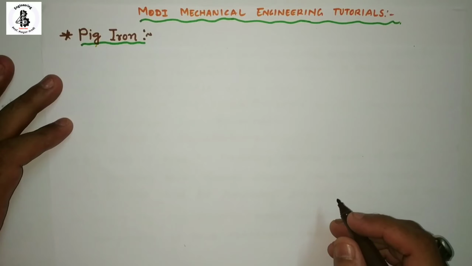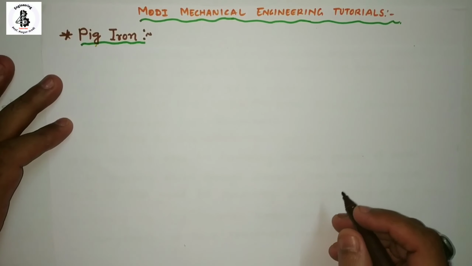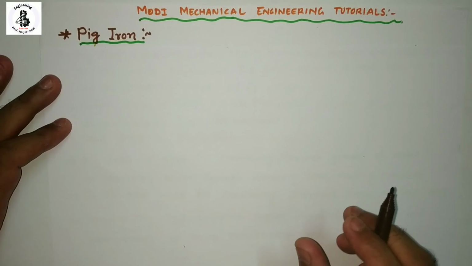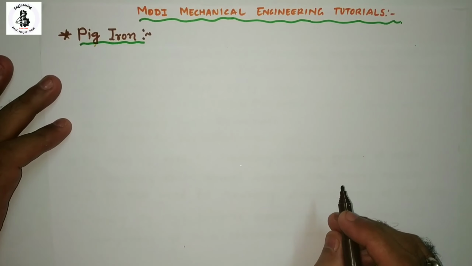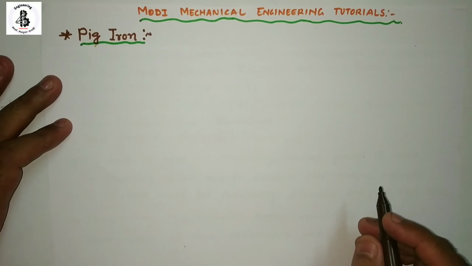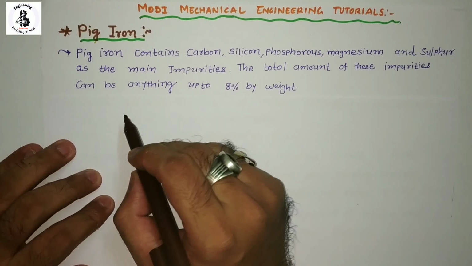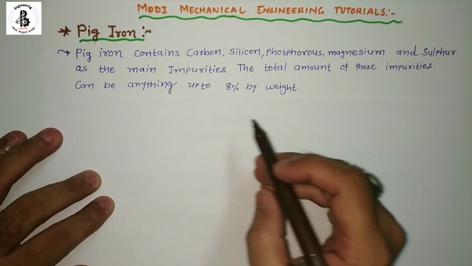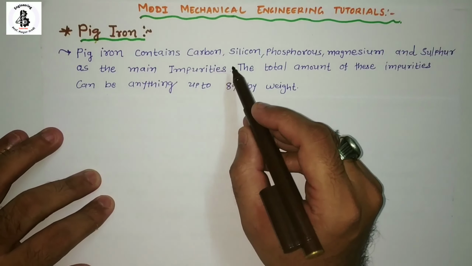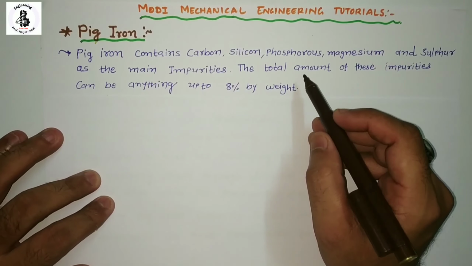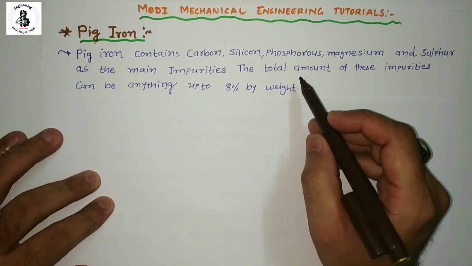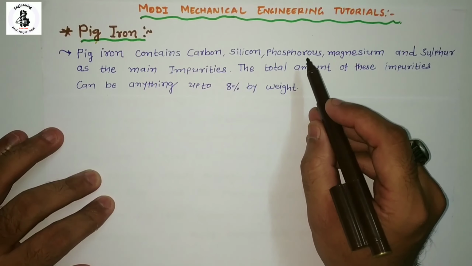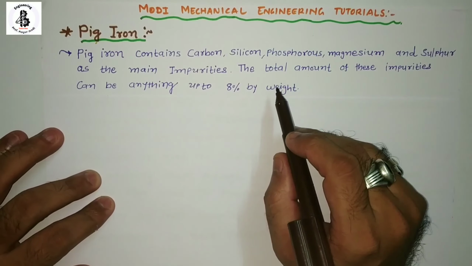In this video, I would like to explain some of the basics about pig iron. This is a very fundamental thing you should know in material science. Pig iron has a composition that contains carbon, silicon, phosphorus, manganese and sulfur as the main impurities. That will be the majority of the constituents present in the pig iron.